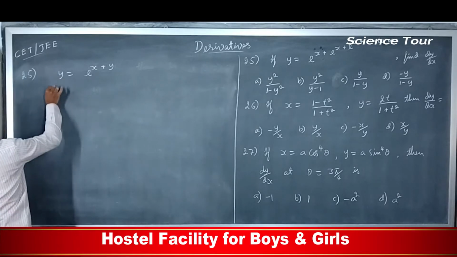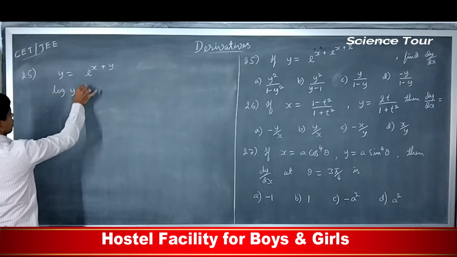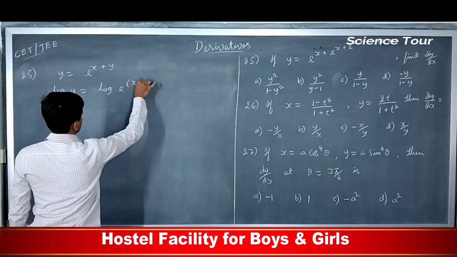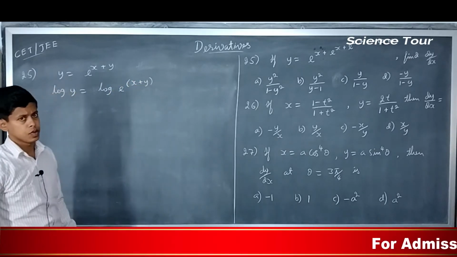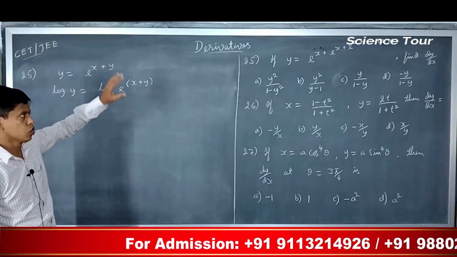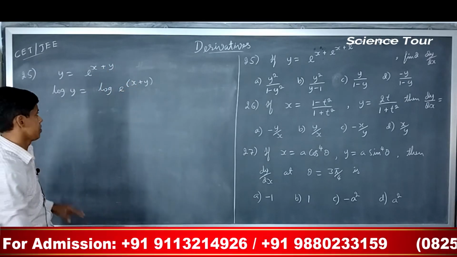Well, now take log both sides, and this is log of e to the power x plus y. Alright, please understand that step, taking it as y. Okay, so one term less doesn't make a difference.